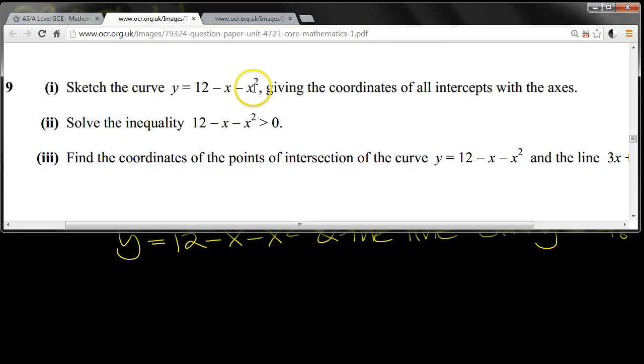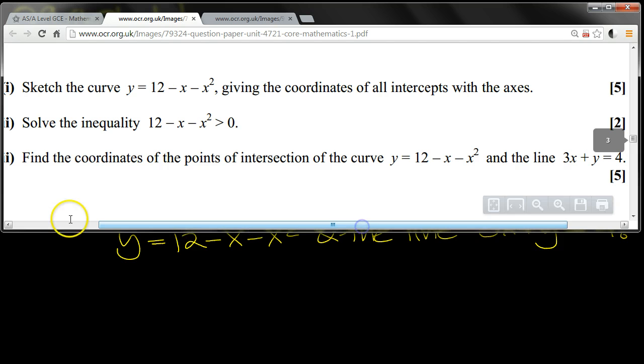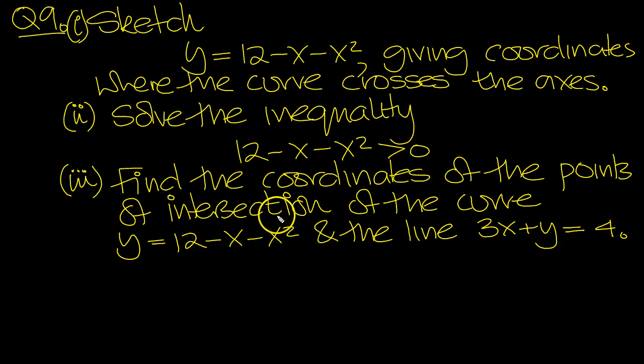Sketch the curve y equals this, giving the coordinates of all intercepts with the axes. Solve the inequality this. Find the coordinates of the point of intersection of the curve here and the line y equals 3x plus y equals 4. So there's the question then. Sketch first of all. Just use a digital pen here. So I'll try my best to draw it with that.